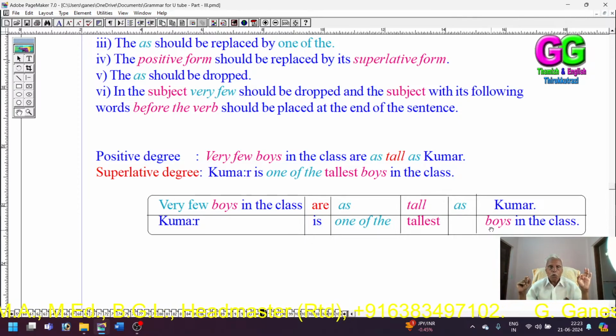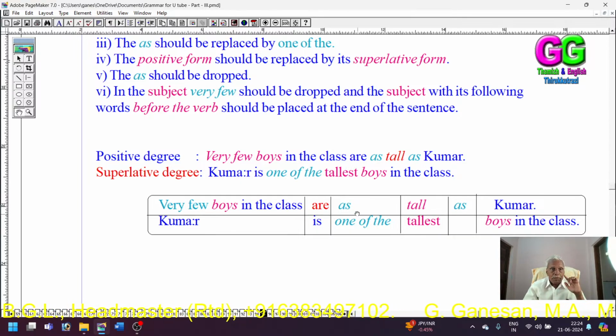Again, very few boys in the class are as tall as Kumar. Superlative: Kumar is one of the tallest boys in the class. Rules. First, make the complement as the subject. Secondly, change the verb. In the positive, the subject is plural, so the verb is "are". In the superlative, the subject is singular, so the plural verb "are" has been replaced by the singular verb "is".